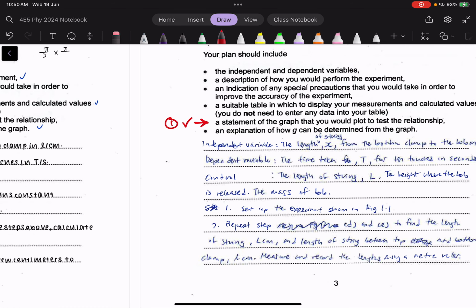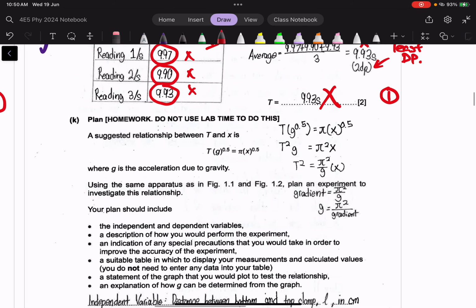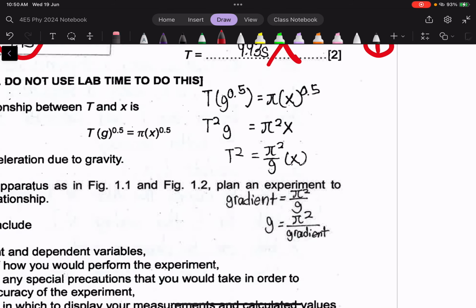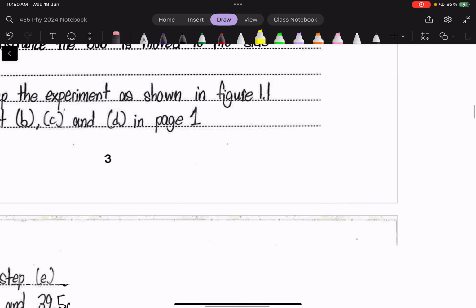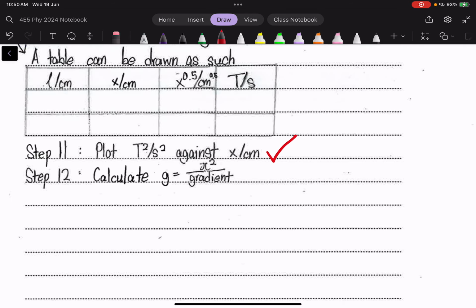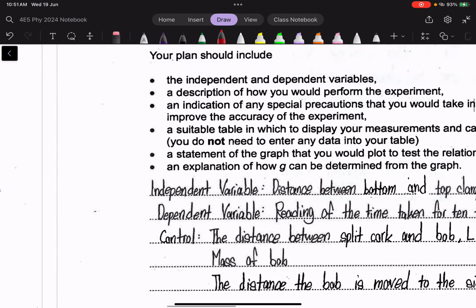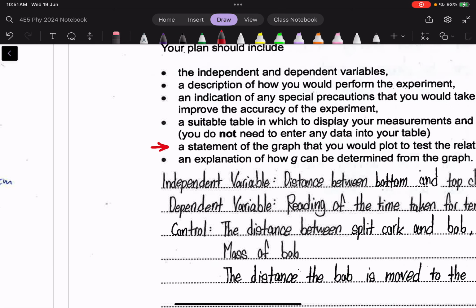Okay, already 1 mark. Then let's look at the third student. Good, he provided. Okay, this one is correct mathematics. So he did the correct mathematics, right? T squared versus x. So this will be his y. This will be his x-axis. So let's take a look here. I can see that this is correct. So that's why I say the first step is always to play with the equation, right? So here, statement for graph, correct, 1 mark already, right?